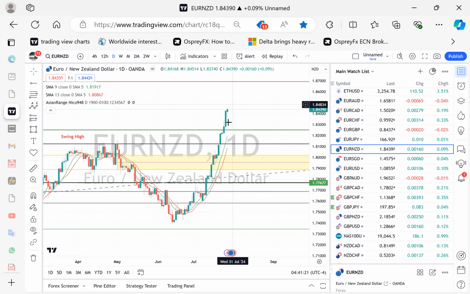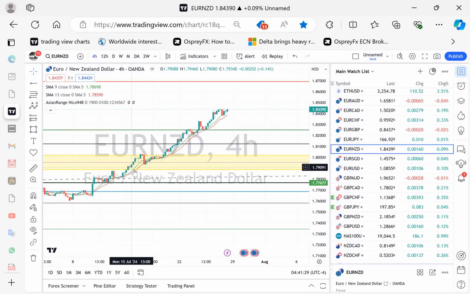So there's probably a high likelihood that whenever this thing does turn around, it'll pull back to one of these areas. All right, if I go to the 4-hour chart, yeah, I don't like the imbalance in this area, but I do like this imbalance. So I can see price coming back to this imbalance.